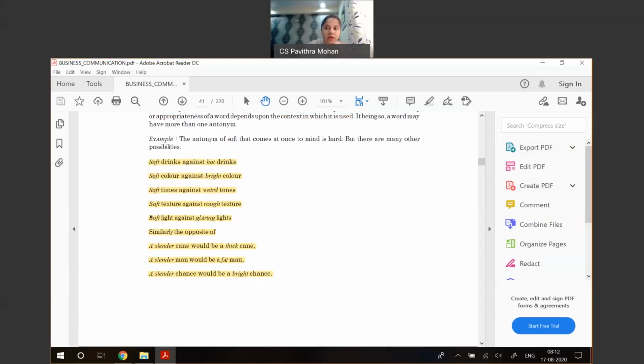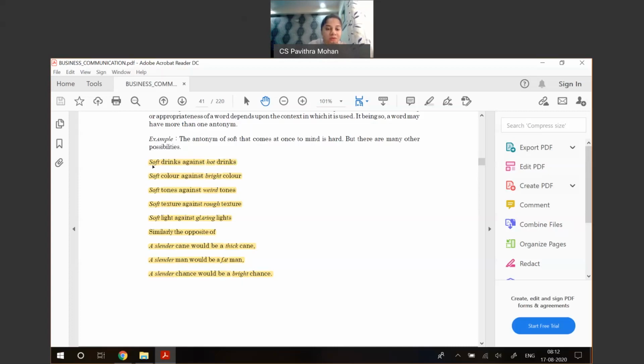Then you have a soft texture against rough texture. Then you have soft light against glaring light. Similarly, you have slender cane, you have thick cane. Slender man, you have a fat man. When you have slender chance, you have a bright chance.